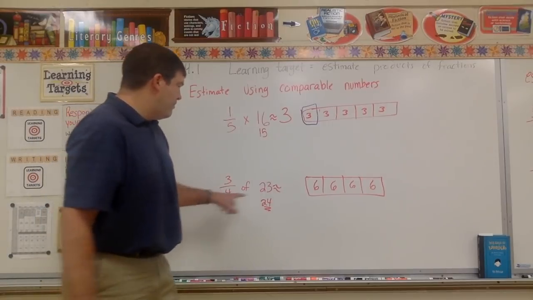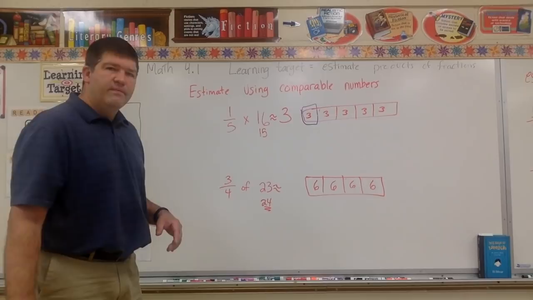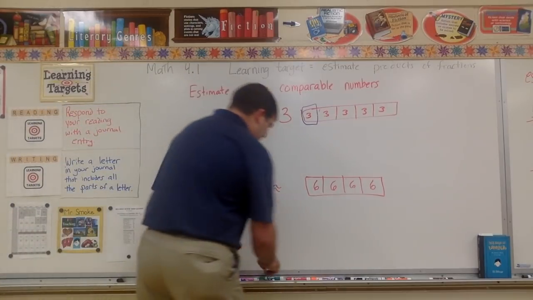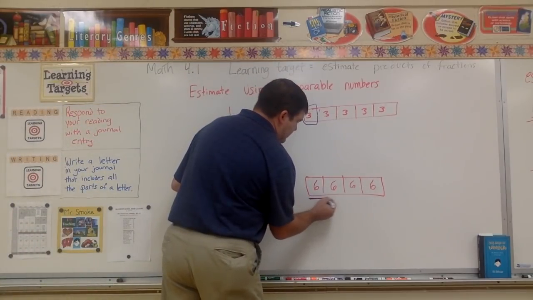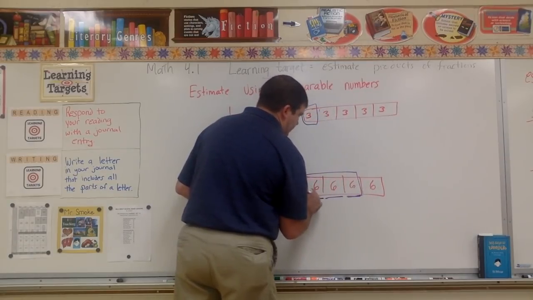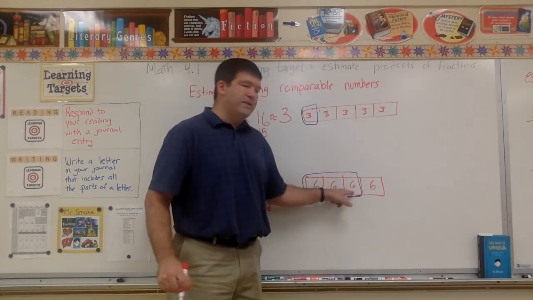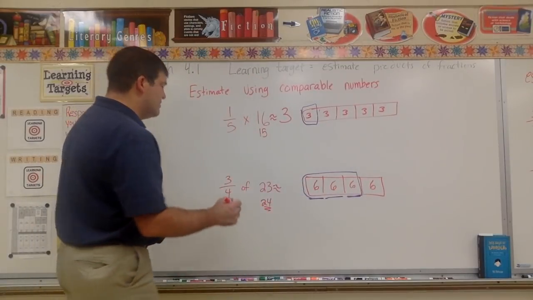So now I have my 4 things, my 4 parts that make the whole. I need 3 of them. So I need 1, 2, 3. I need these 3 parts. So I add those 3 numbers up. 6 plus 6 plus 6, or 6 times 3, equals 18.